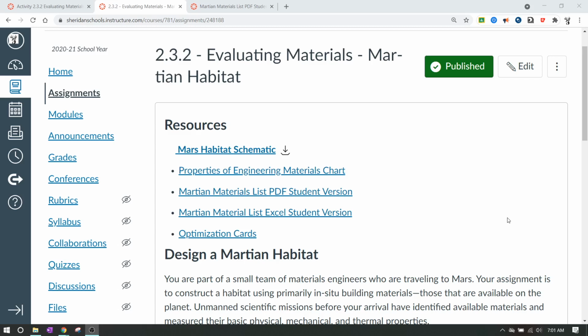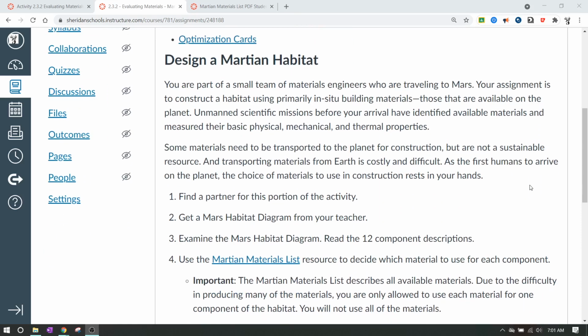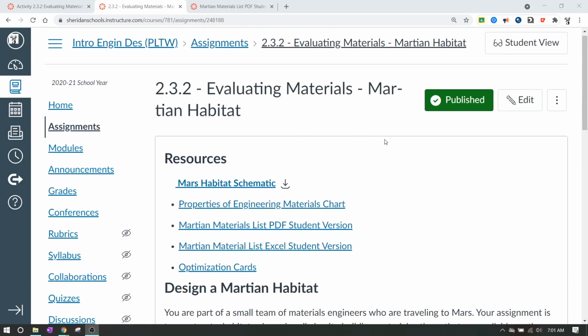So this is a make-believe exercise. We're going to design a habitat that is built on Mars. And since it is actually built on Mars, that means that the construction materials are going to be completely different. So we have a Martian material list instead of a regular material list, and none of these materials are actually real things. But the point is to try to look at the different properties and find out how those different properties actually make a difference to us.